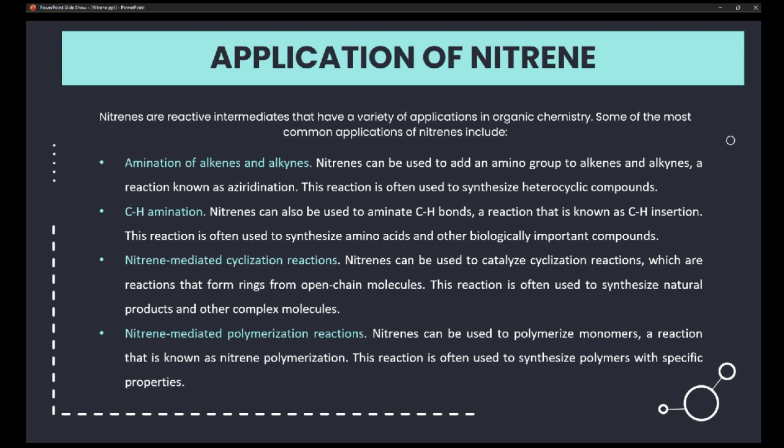Nitrene-mediated cyclization reaction. Nitrenes can be used to mediate cyclization reactions, which are reactions that form rings from open chain molecules. This reaction is often used to synthesize natural products and other complex molecules. Nitrene-mediated polymerization reaction. Nitrenes can be used to polymerize monomers, a reaction known as nitrene polymerization. This reaction is often used to synthesize polymers with specific properties.